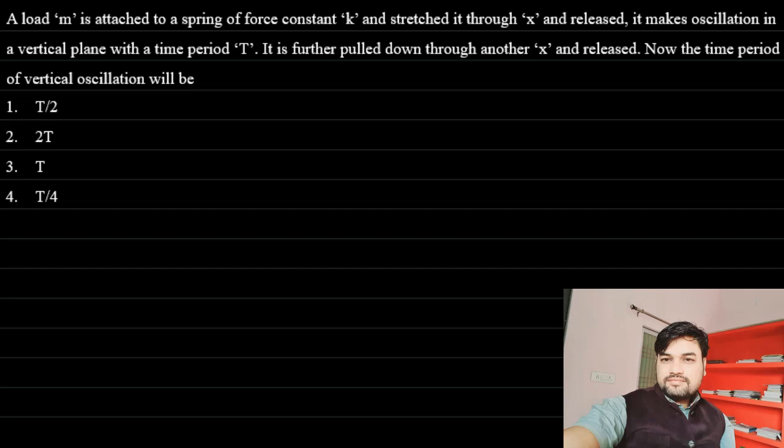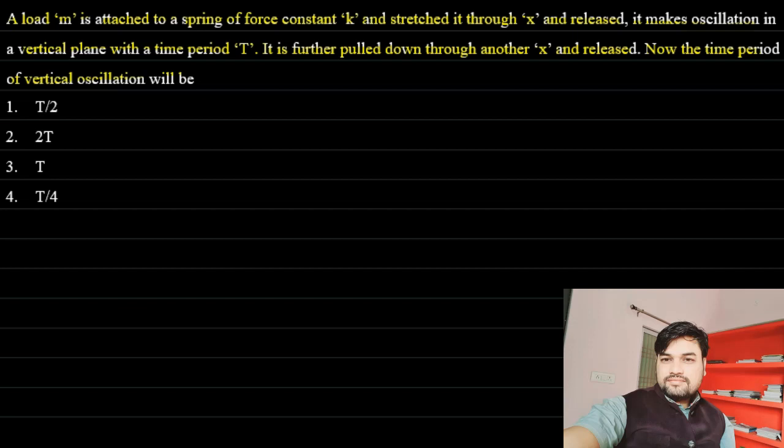The question says a load M is attached to a spring of force constant K and stretched through X and released. It makes oscillation in vertical plane with a time period T. It is further pulled down through another X and released. Now the time period of vertical oscillation will be?